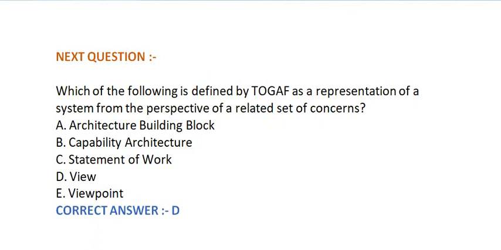Now today's question is, which of the following is defined by TOGAF as a representation of a system from the perspective of a related set of concerns? Option A, architecture building block. Option B, capability architecture. Option C, statement of work. Option D, view. And option E, viewpoint. And the correct answer is option D.